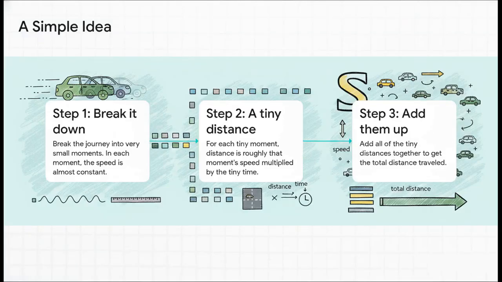If you zoom in on a really small moment in time, like a split second, the car's speed is almost constant. It barely has time to change. So for that tiny little slice of time, we can use our simple formula. That tiny bit of distance is just that moment's speed multiplied by that tiny bit of time. And then we just do that for every single moment of the trip and add all those tiny distances up.